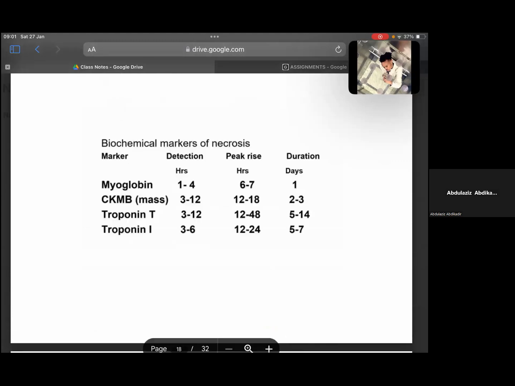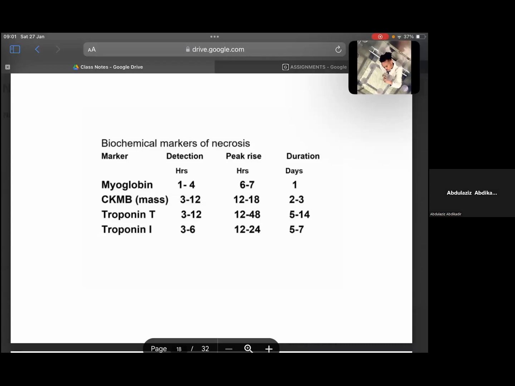Look at the troponins, I want you to check the part for the duration. And the myoglobin, I want you to check the part for detection. You see the myoglobin, 1 hour, pop, it comes, it goes. Same as the CKMB, 3 hours, it comes, it goes. This one is very quick.